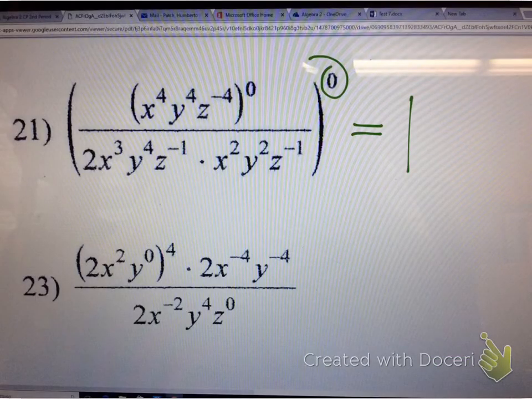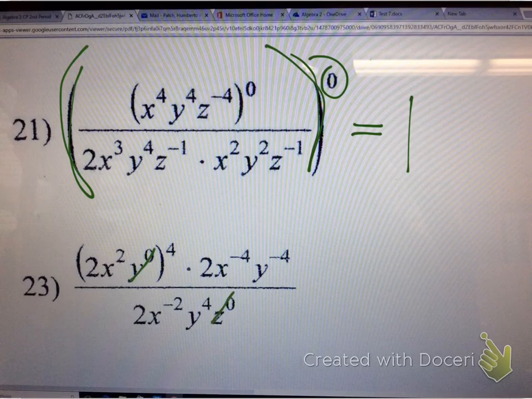All right, number 21. Anything to the 0 power is just 1. That one's so hard. I love 21. But notice, again, that 0 power covers everything on the outside because that parentheses is covering everything and that 0 is on the outside. So that means everything became just 1.